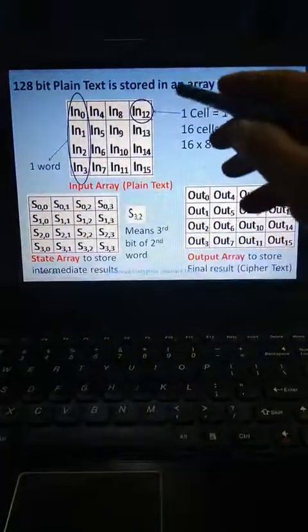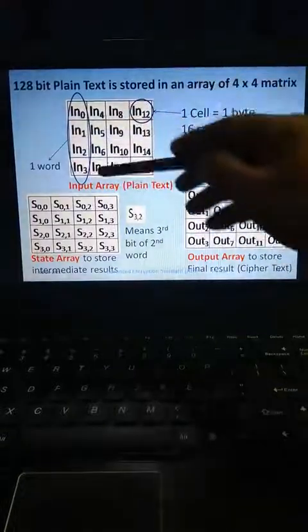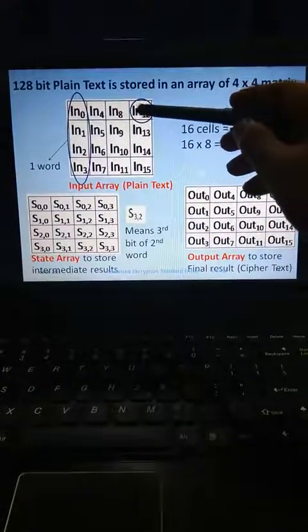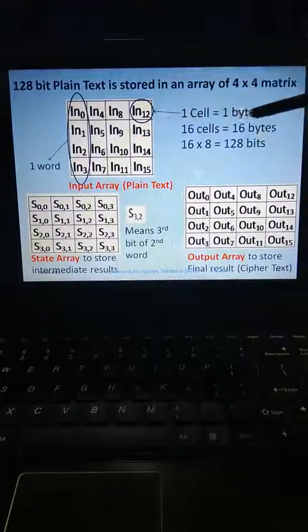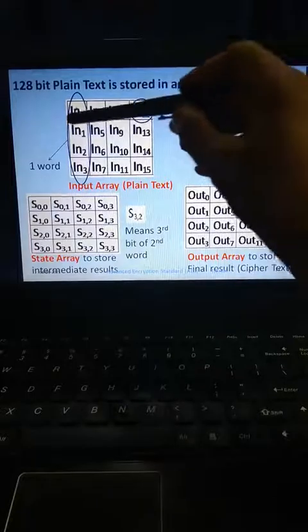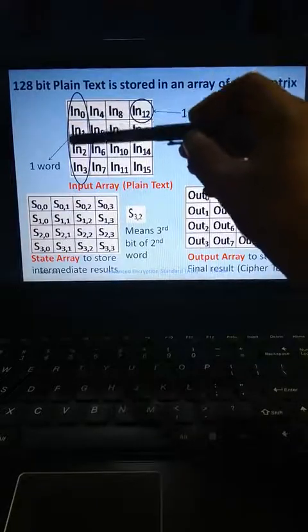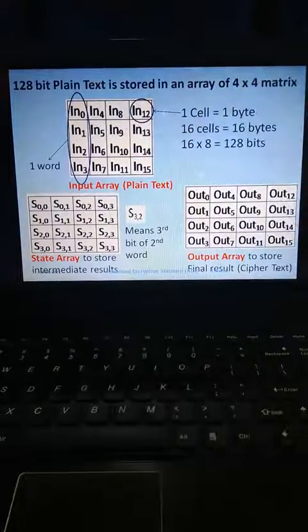128-bit plain text is stored in an array of 4 into 4 matrix. So this is a 4 into 4 matrix. This is one word, one cell. This is another cell. This is another cell, and one cell contains 1 byte. This is 1 byte. This is second, third, fourth, and so on. So first byte, second byte, third byte, fourth byte, fifth byte, sixth byte, and so on.